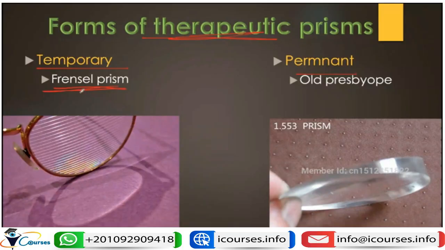It is Fresnel, not Fresnel. The Fresnel prism is a sheet of prism that is placed at the back of the glasses. It consists of a series of small prisms that act together like a single large prism. Or if we have a permanent problem, then we can use a permanent prism, like for example in all the presbyopes. So here we can see this is the base of the prism and this is the apex of the prism.